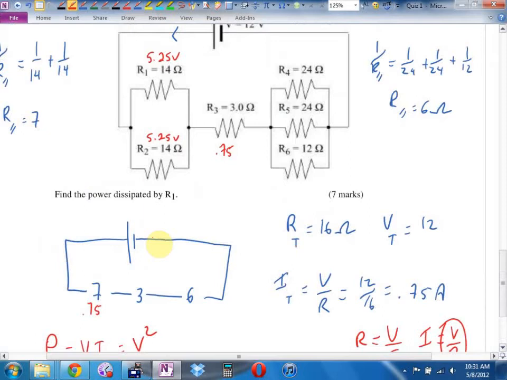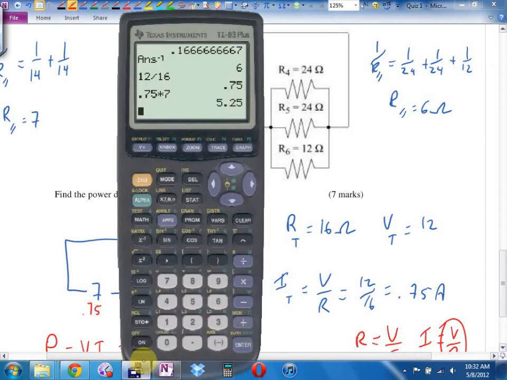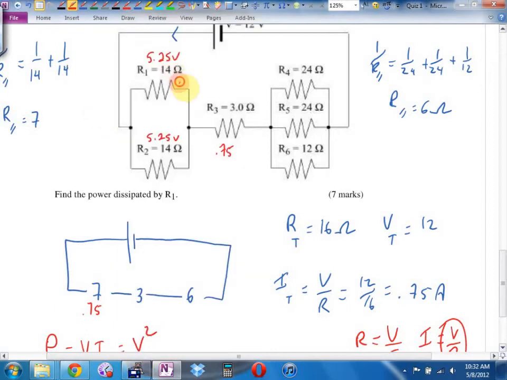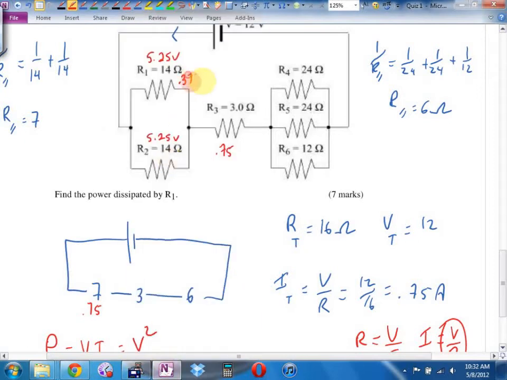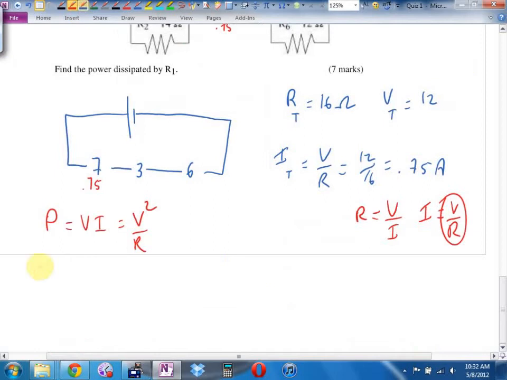Now, the other thing you could do is you could say, well, because these two resistors are identical, I do have a shortcut. If these two resistors are identical, what can you tell me about the current in each of these? It's the same. So you could go 0.75 divided by 2. Each of these is going to be 0.375 amps. And now if you wanted to, you could use power just equals VI.